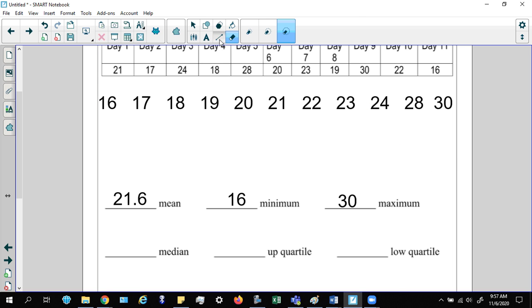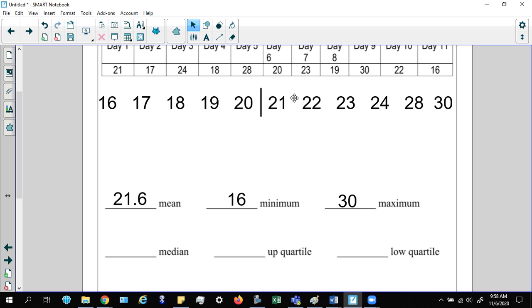Let's see. Well, I'm going to do this a little differently. I'm going to draw a little vertical line here. We're going to see where the middle number is. All right, so where is it? It's going to be between 20 and 21. And you can always count.